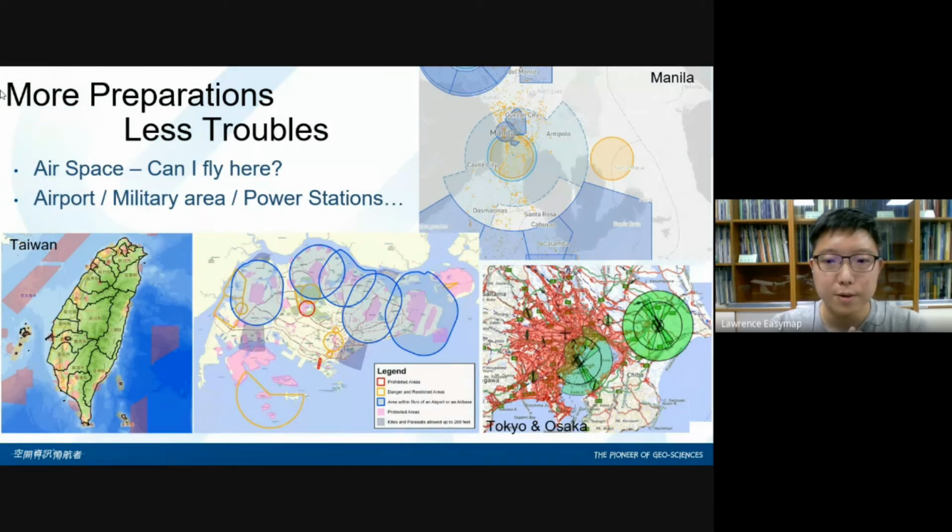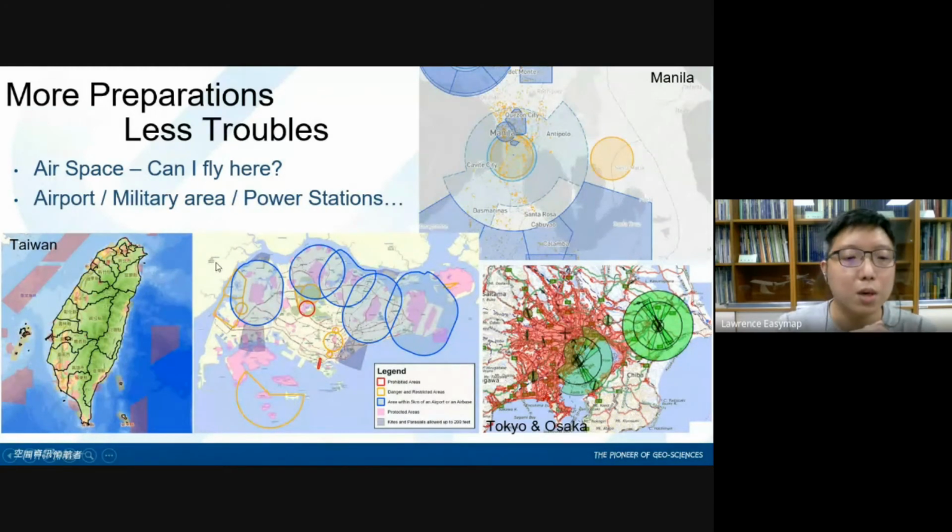Okay. In Taiwan, so Taiwan is the one on the left-hand side, this one. So you can see the main island of Taiwan, and a lot of different color patterns: the red pattern, the yellow pattern, some gray pattern, and green patterns.